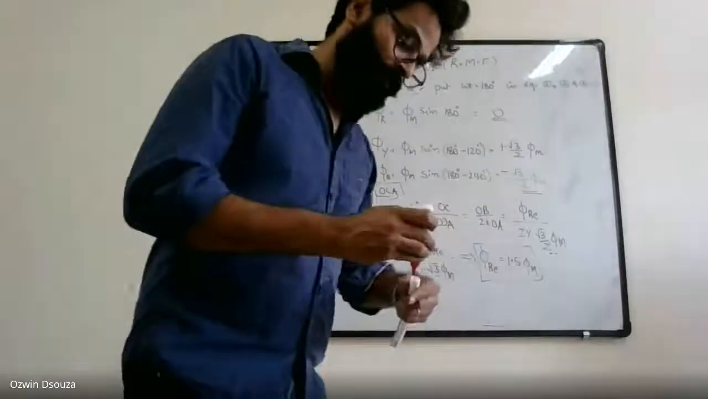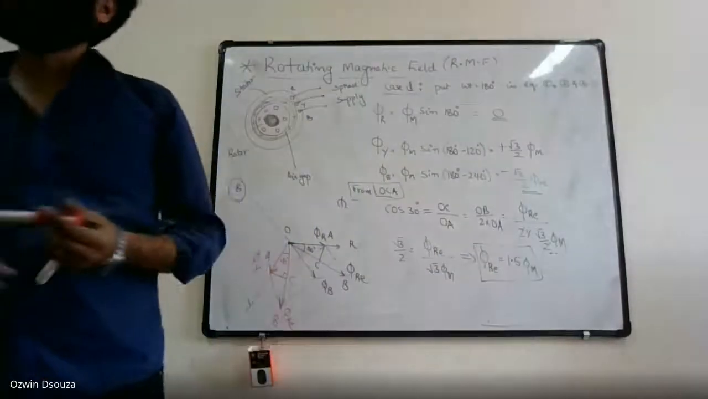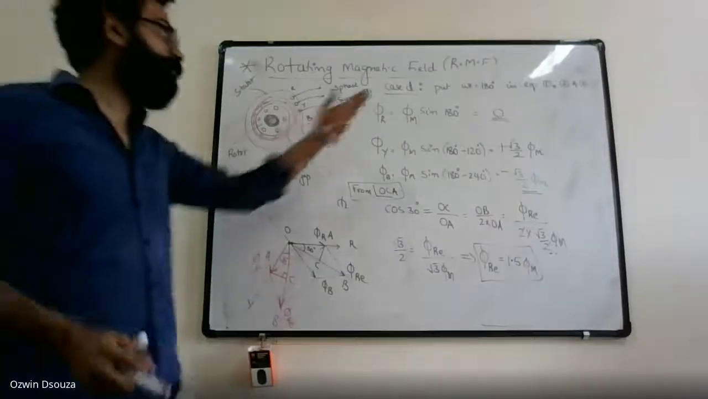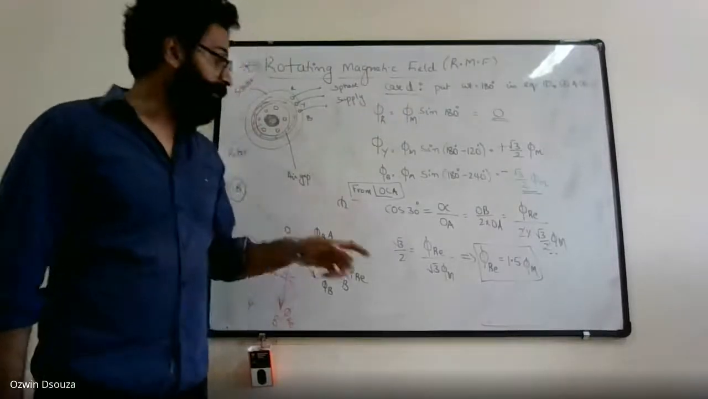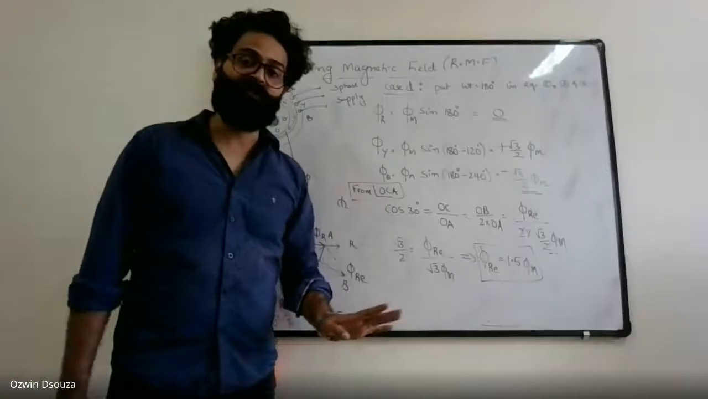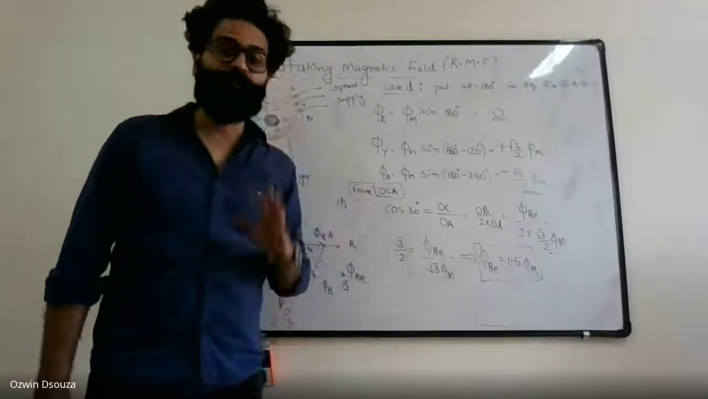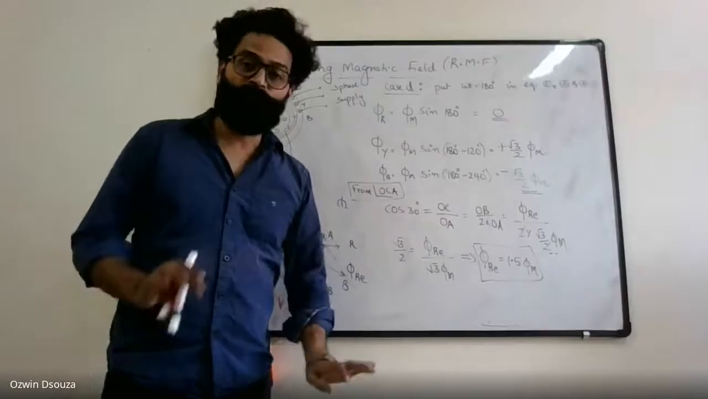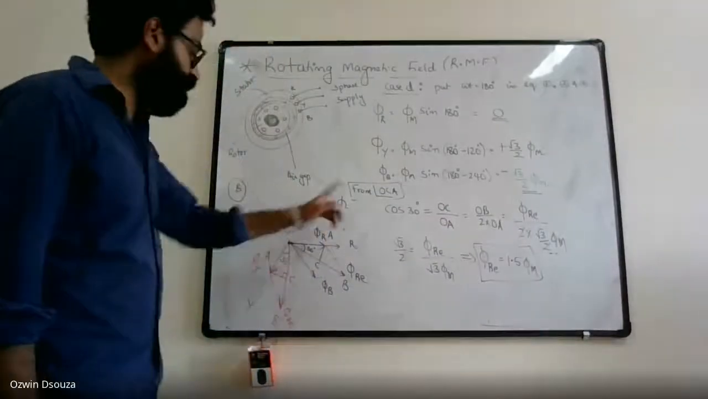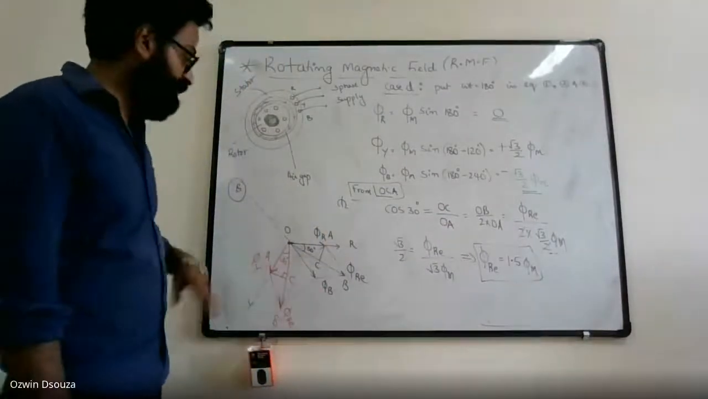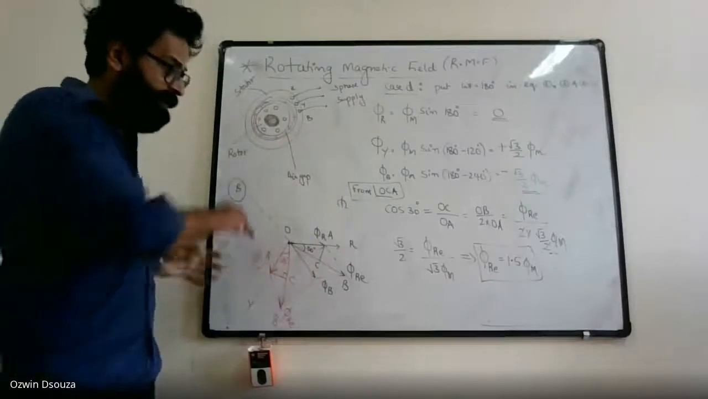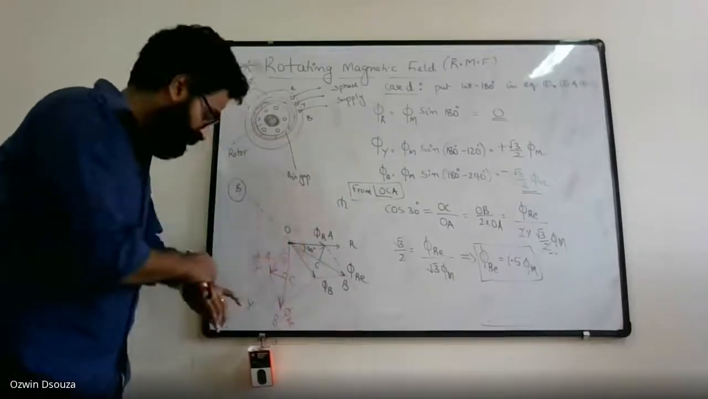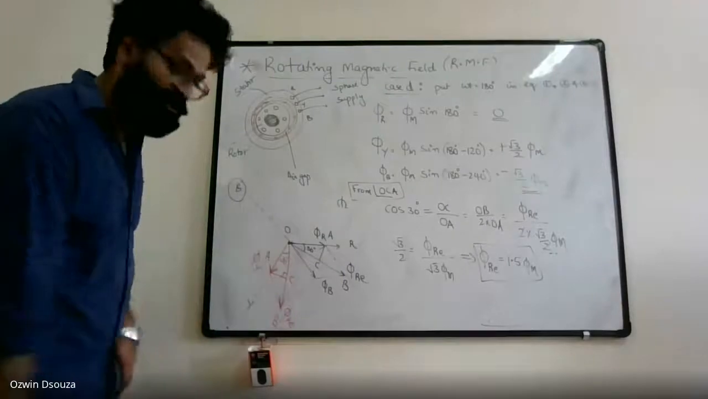Okay. Now, what is the conclusion? The conclusion is that no matter what value of omega t you take, the resultant value of flux remains the same. So for a three-phase system, the resultant flux remains the same at 1.5 times phi r. Now, what happens to the resultant? The resultant keeps on rotating in the clockwise direction.